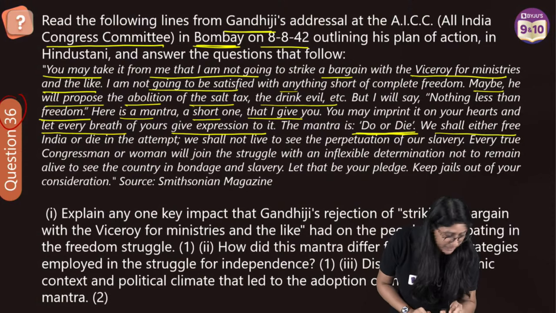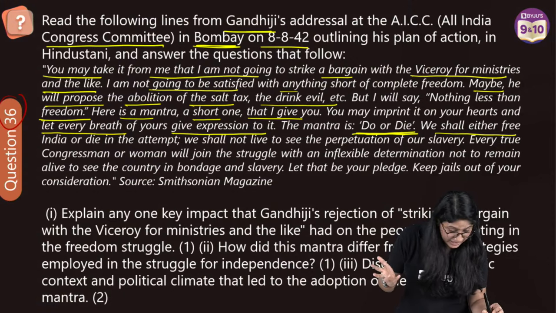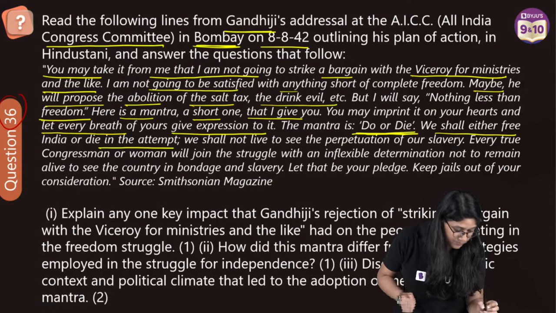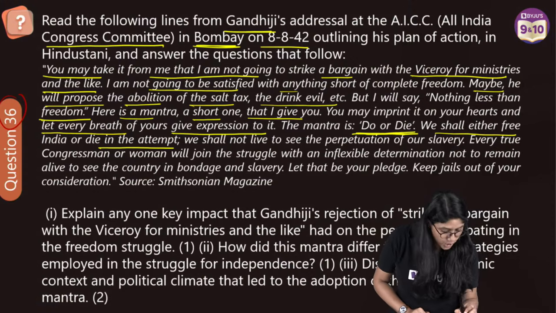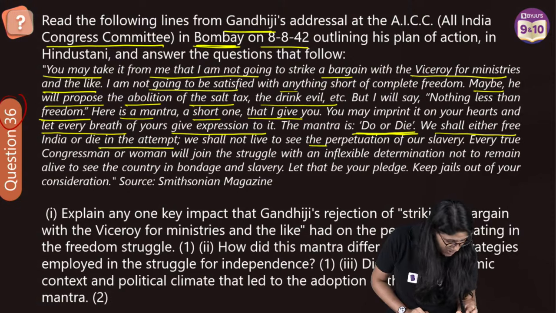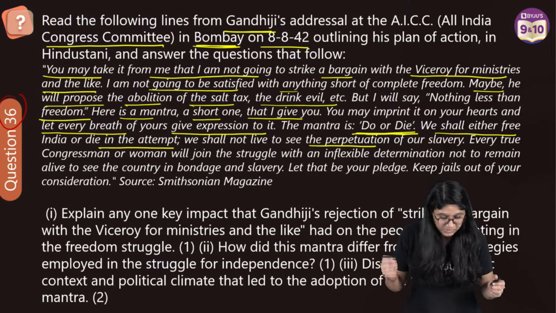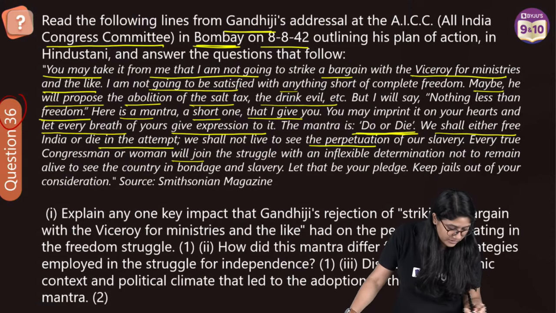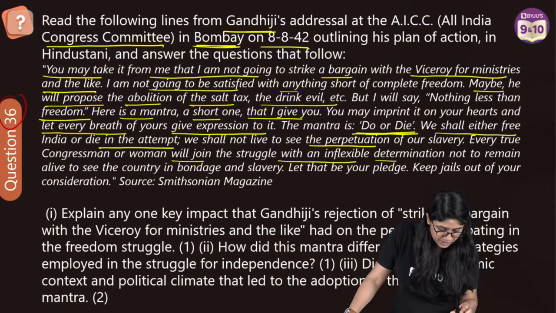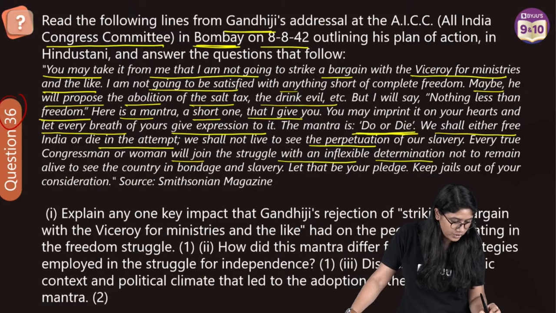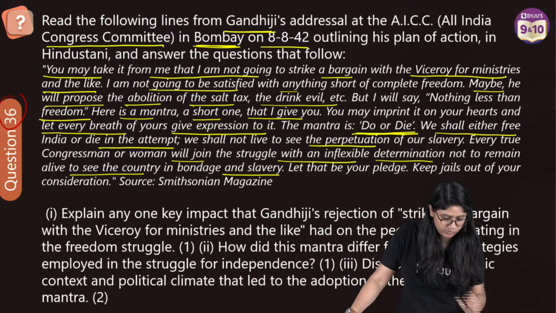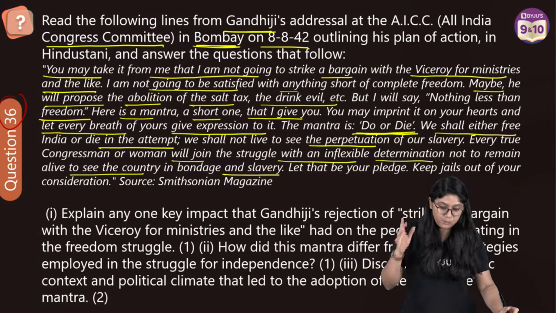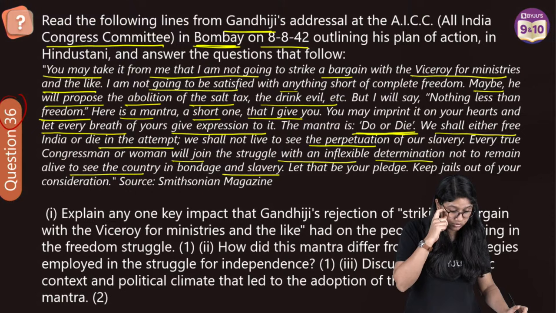We shall either be free, free India, or die in an attempt. We shall not live to see the perpetuation of slavery. Every true Congressman or woman will join the struggle with an inflexible determination not to remain alive to see the country in bondage and slavery. Let that be your pledge. Keep jails out of your consideration.